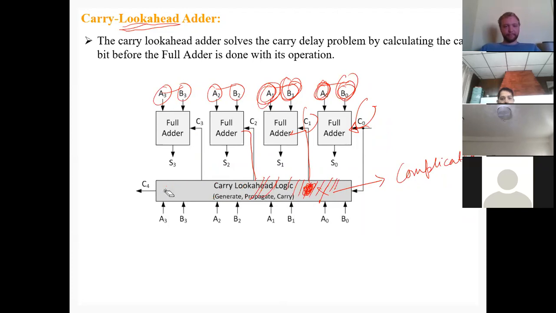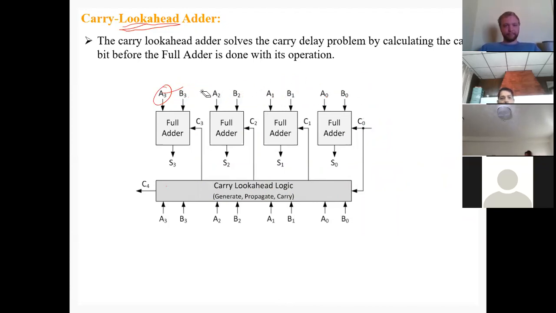So that kind of adder is called carry look ahead. So you don't have to wait. You just add and get one answer, boom. This is the final. Does it make sense?